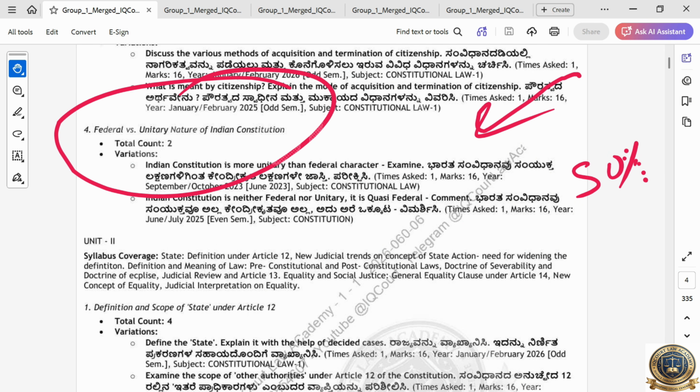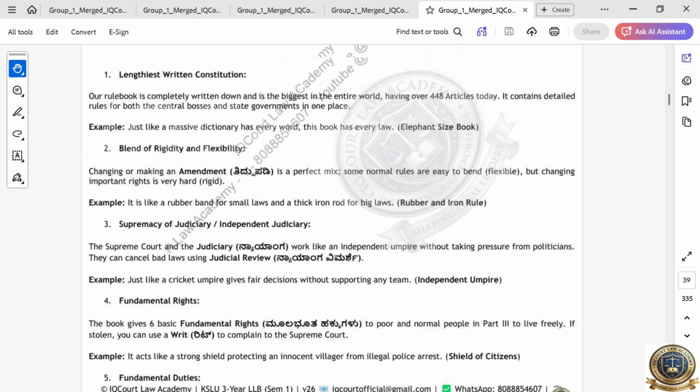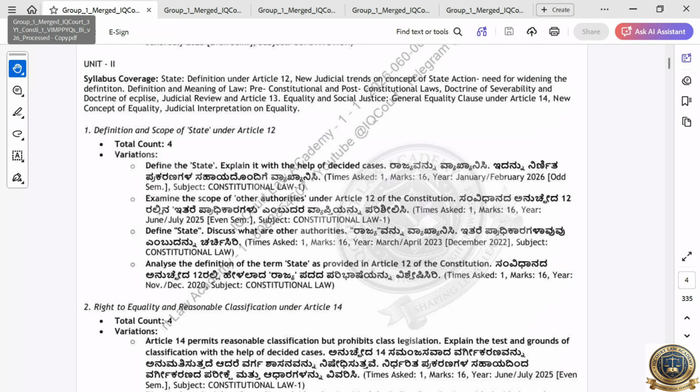See, if the examiner wants to make the question paper tough, then they will definitely give this question. This is a very tricky question, but it is not tricky for our IQCourt Law Academy students because we have given the answer in the first question itself. This is the first question. We have included easy, long, everything, and given the answer. For them it is easy. So we'll go to the second unit.